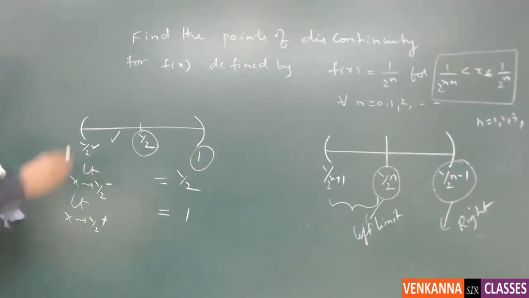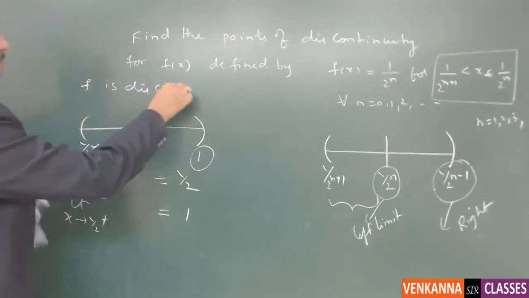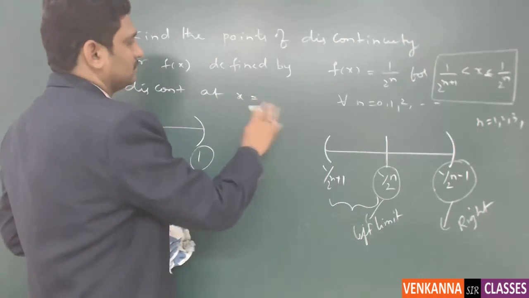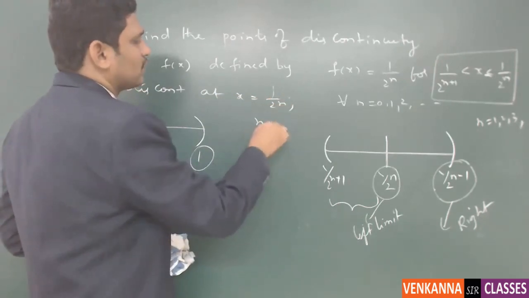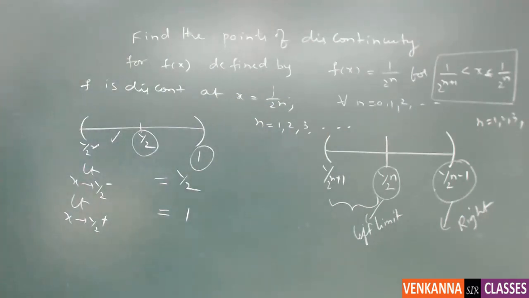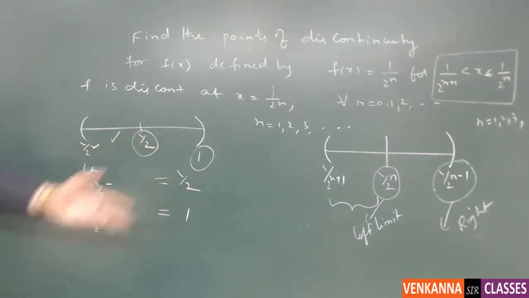So here the conclusion is that f is discontinuous at x is equal to 1 by 2 power n, where n is equal to 1, 2, 3, and so on. This is the conclusion. Because if you take n is equal to 0, you are going to check the discontinuity at the point 1, which we don't discuss, because the bound existed like this.